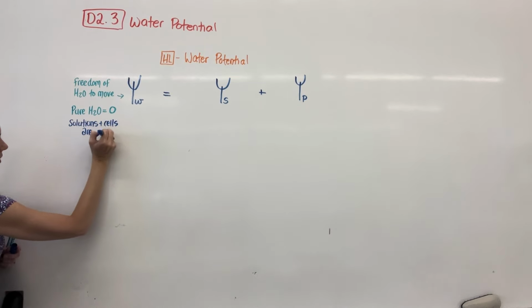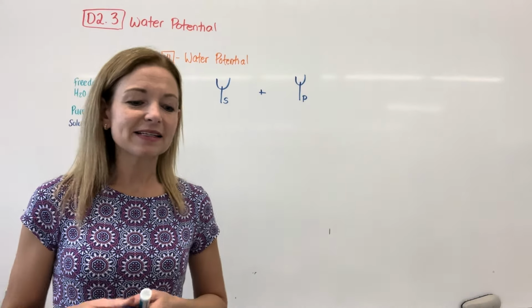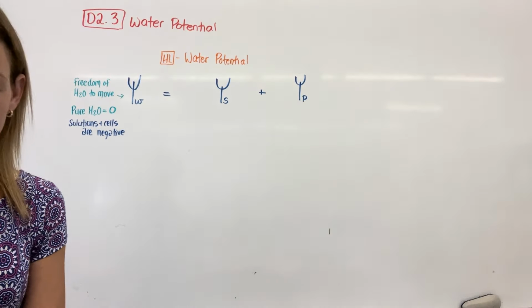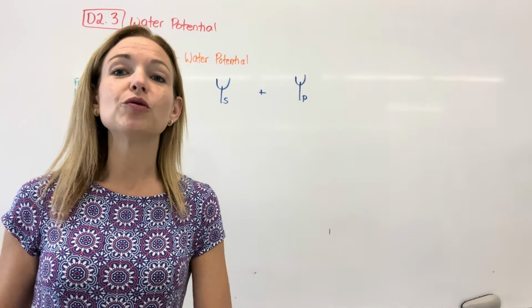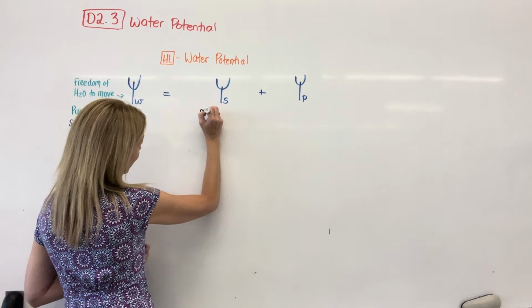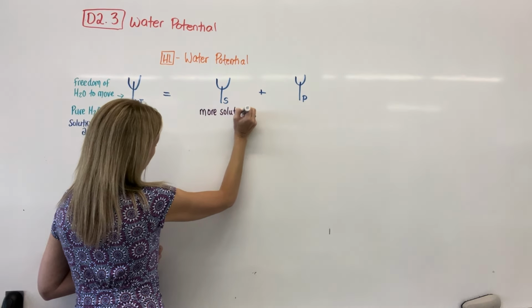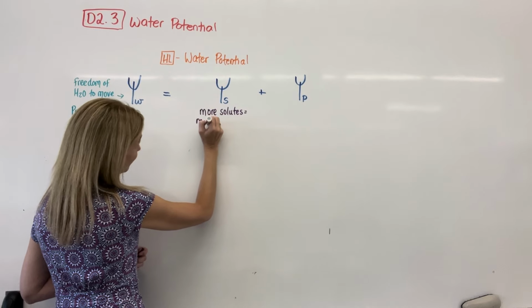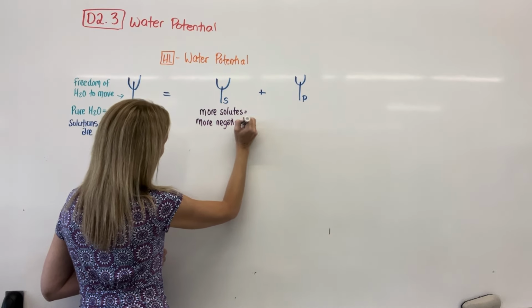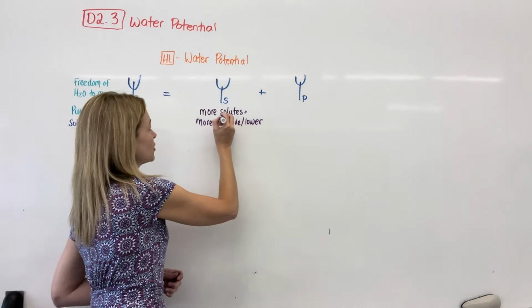Okay, and then that is some of the solute potential. So this is a solute potential, which is related to the number of solutes. So the more solutes it has, it is going to be more negative, which means it's lower, and therefore it is going to lower the water potential. So S is for solutes.